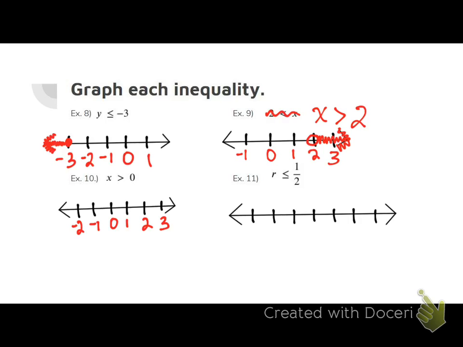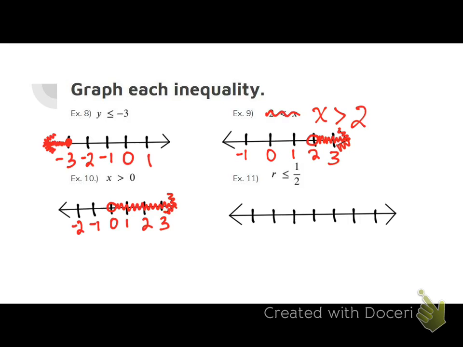Okay, is the variable on the left? Yes, it is. Am I putting an open or closed circle? Open circle at 0, and I am going to shade to the right because it is greater than. We getting the hang of this? Okay.